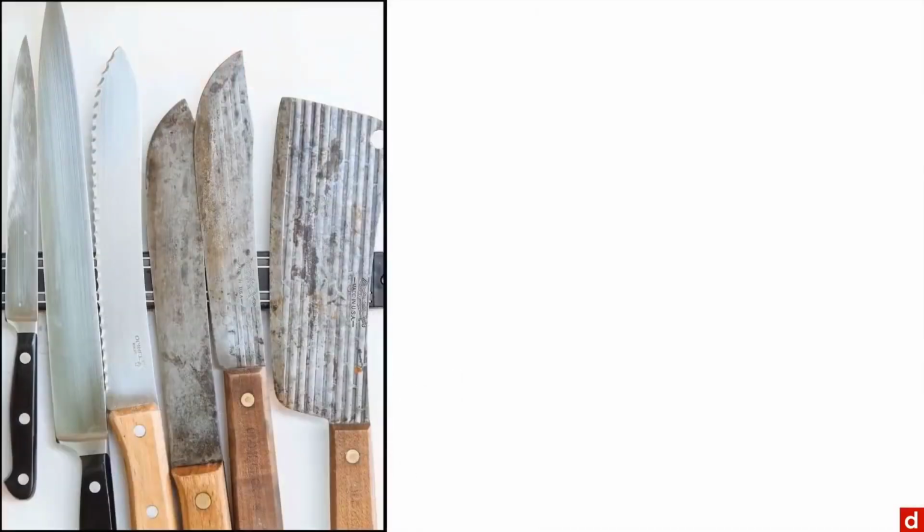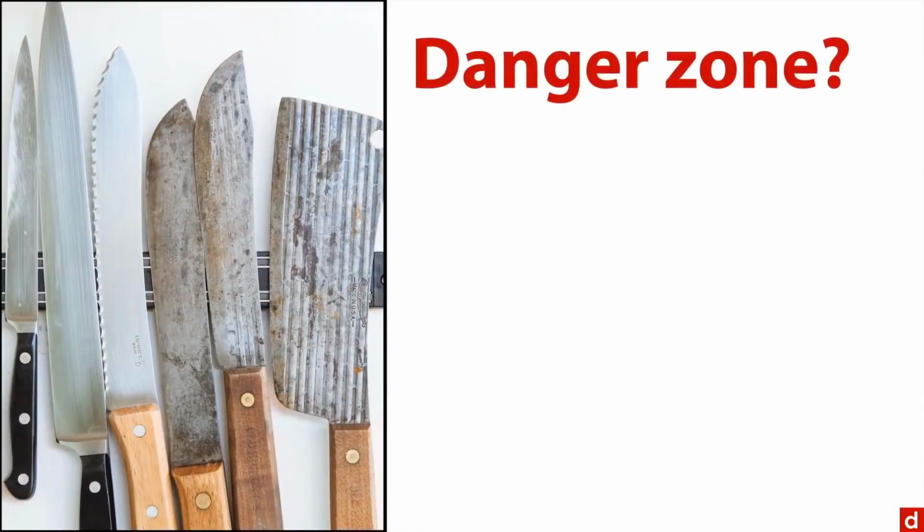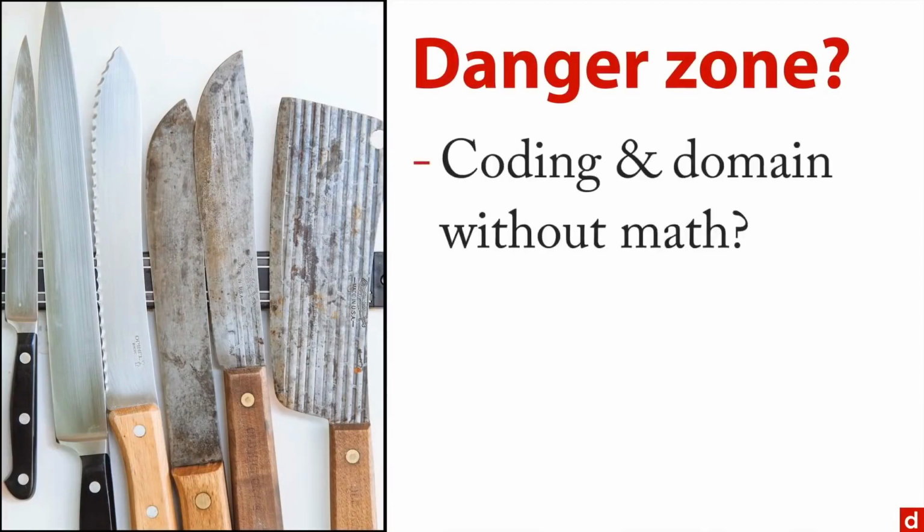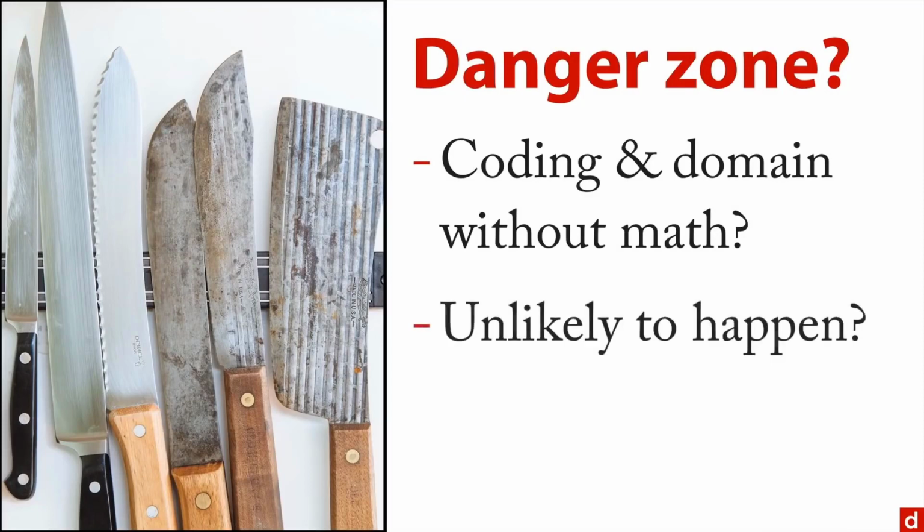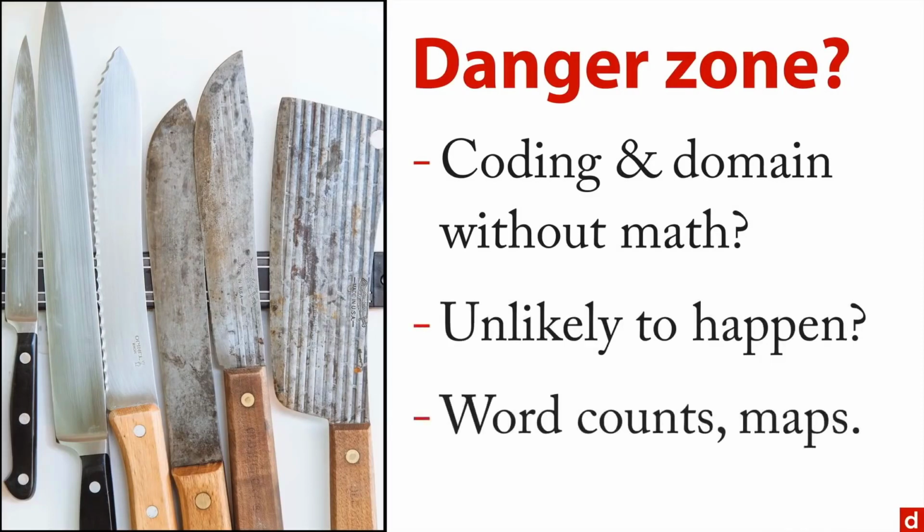And then finally, there's what Conway called the danger zone. And that's the intersection of coding and domain knowledge, but without math or statistics. Now, he says it's unlikely to happen, and that's probably true. On the other hand, I can think of some common examples, what are called word counts, where you take a large document or a series of documents and you count how often each word appears in there. That can actually tell you some important things. And also drawing maps and showing how things change across place and maybe across time. You don't necessarily have to have the math, but it can be very insightful and helpful.